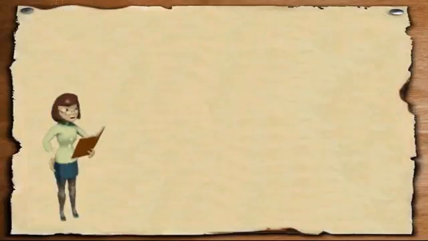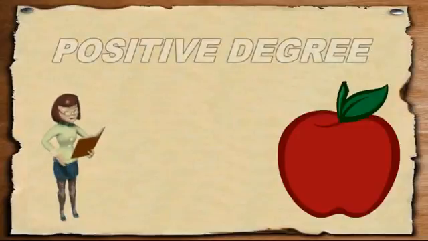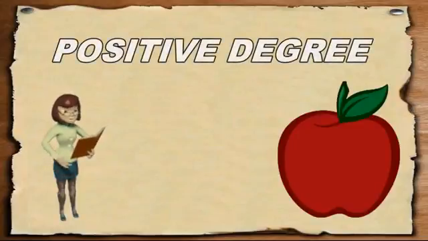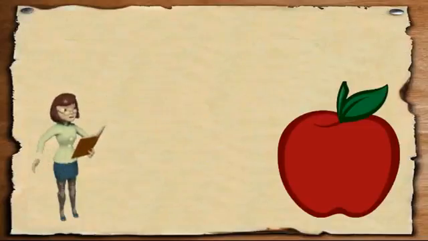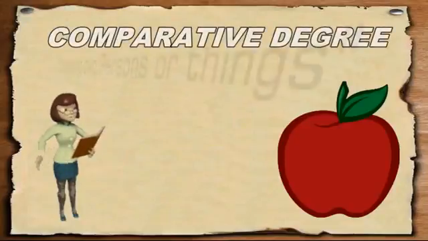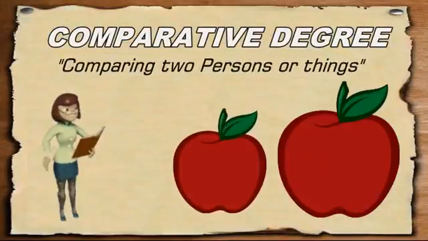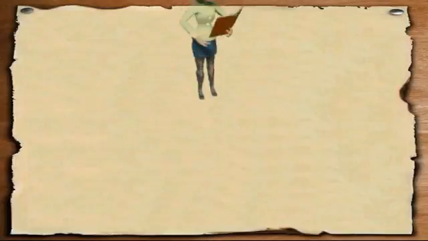Most adjectives change their form as they express degrees of comparison. The first is called positive degree, which is simply describing persons or things and there is no comparison being made. The second one is called comparative degree, which is used in comparing two persons or things.